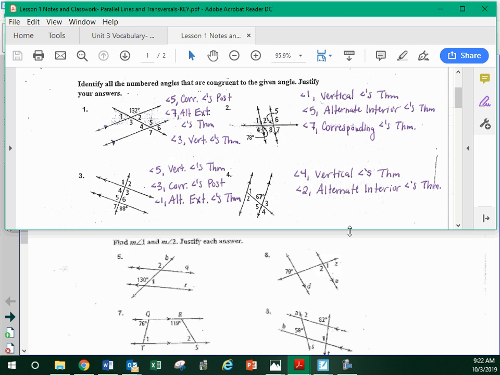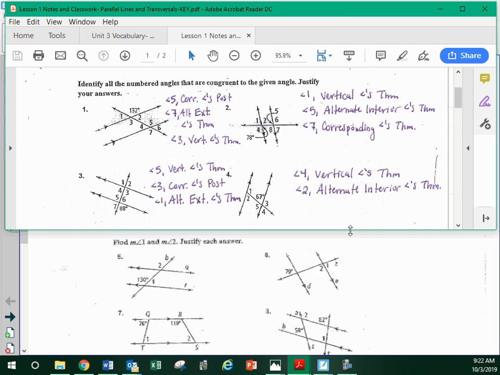Okay, I do see a tiny little error on mine. It should say corresponding angles postulate. Again, if you actually put theorem, I won't take off, but it should be postulate. Make sure you have theorem or postulate at the end of each of these. If you are justifying that these angles are congruent or supplementary, it's your theorem or postulate that tells us that.